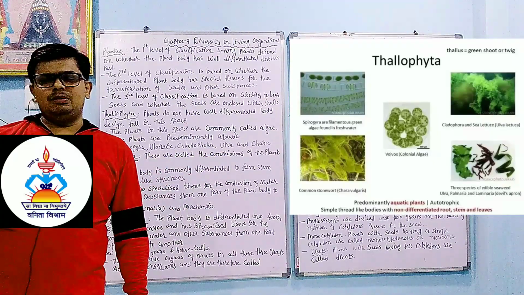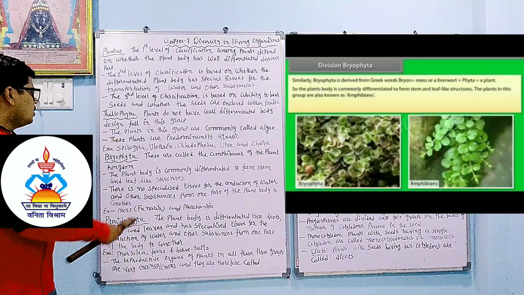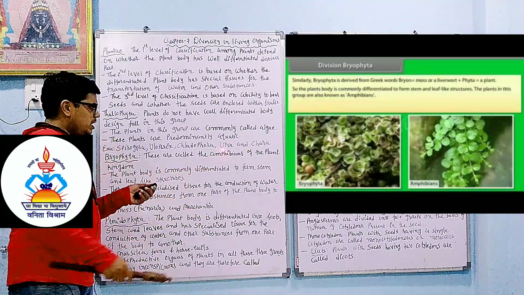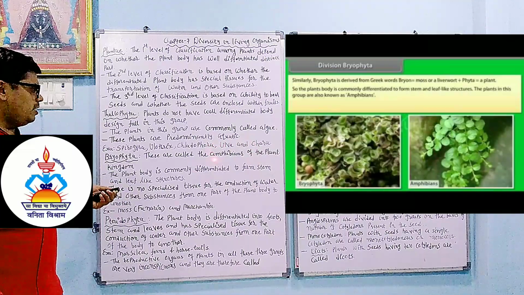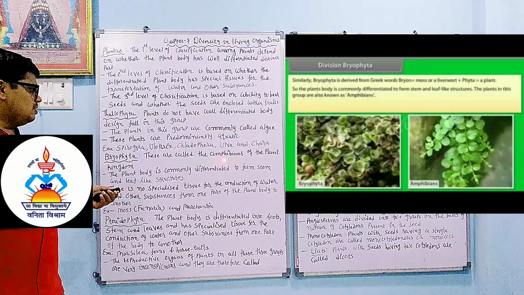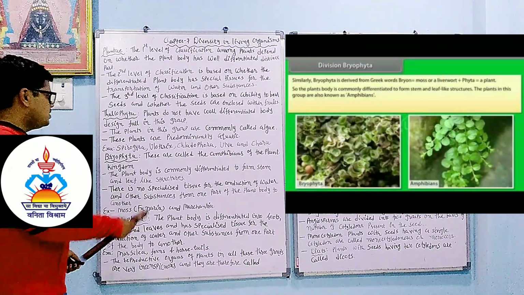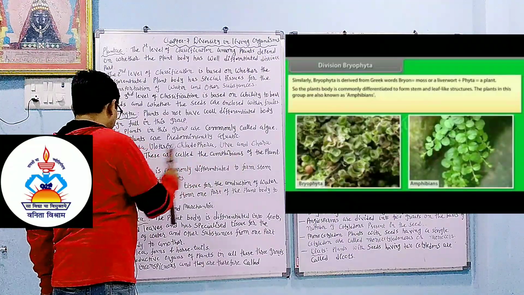Dear student, we are going to learn about the Bryophyta. These are called the amphibians of the plant kingdom. So they are found in both places, water and soil.